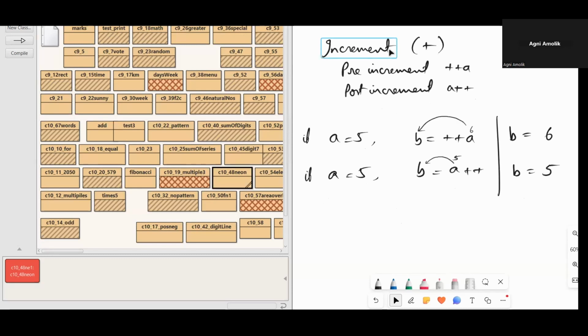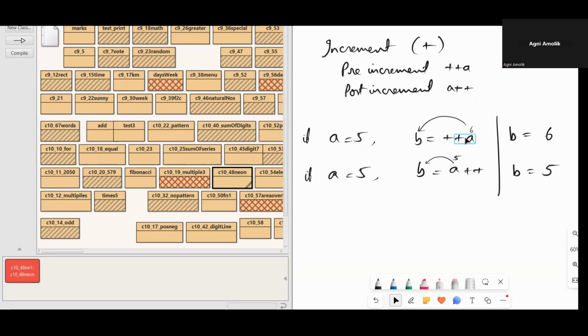All right. So is post increment and pre increment clear? I'll just say that once again. Increment just means adding one. Pre increment means plus plus a, and post increment means a plus plus.